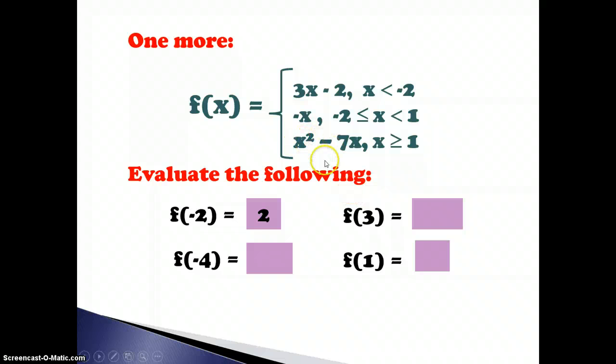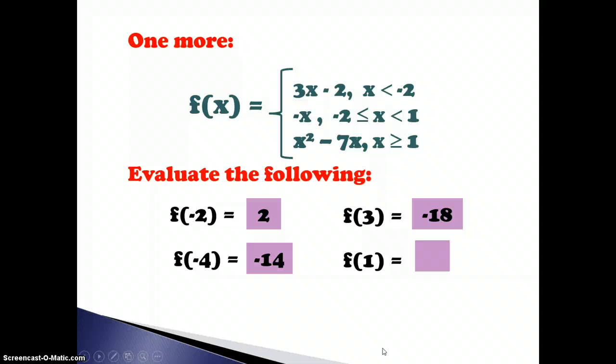So 3 squared is 9. 9 take away 21, you get negative 12. Alright, 2 more to go. F of negative 4. So negative 4, we all know, is less than negative 2, so we're going to use the first function. So 3 times negative 4 is negative 12, minus 2 is negative 14.